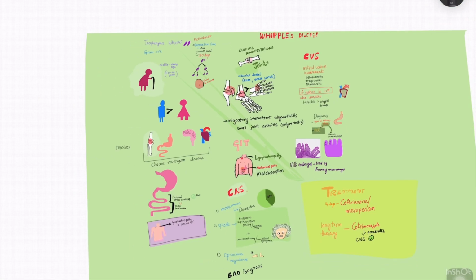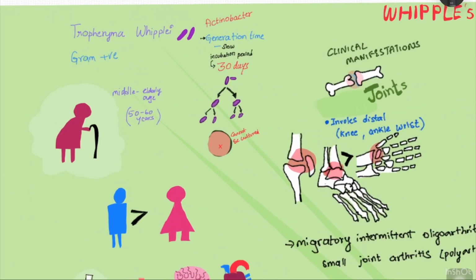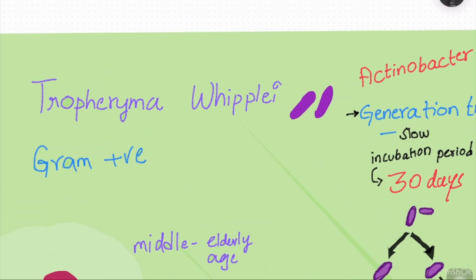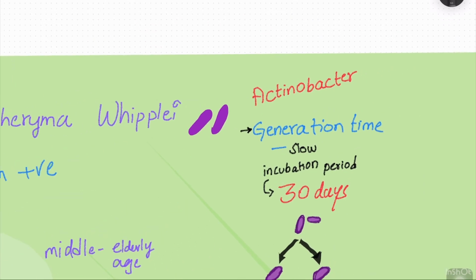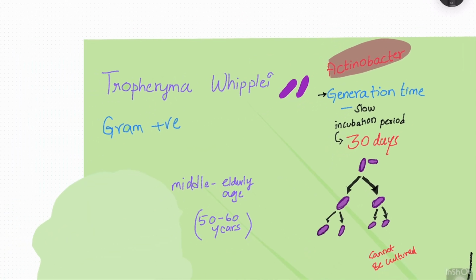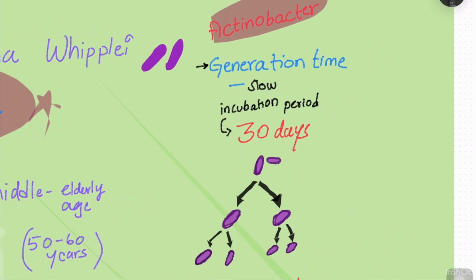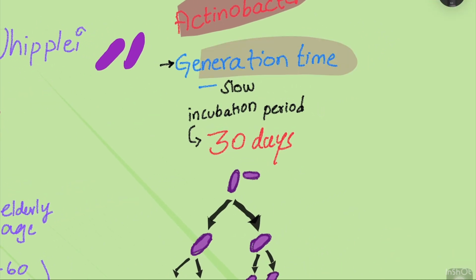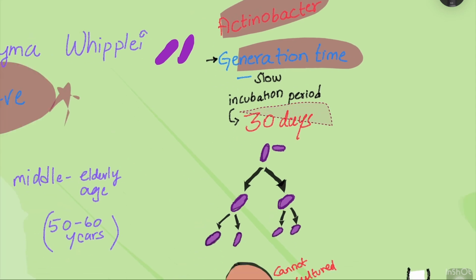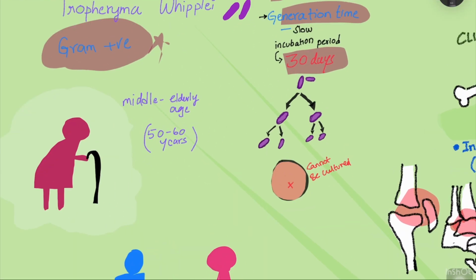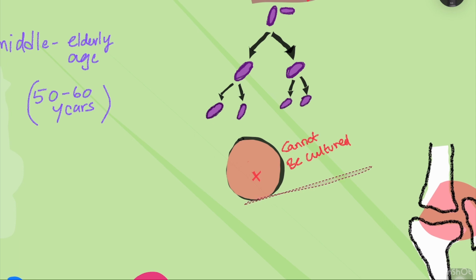Hello guys, let us talk about Whipple's disease today. It is caused mainly by the organism Tropheryma whipplei. It is a bacterium from the Actinobacteria family and it is gram-positive. It's important to note, the generation time is very slow and the incubation period is about 30 days. The main thing to note down is it cannot be cultured.